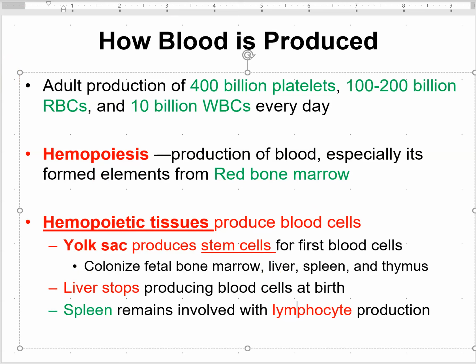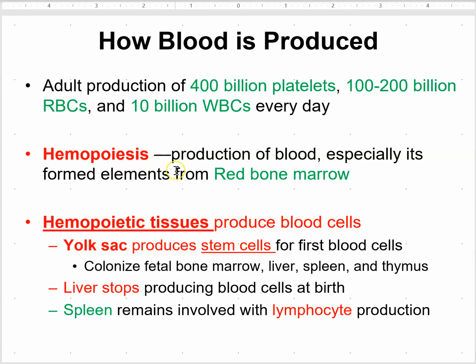So the process of blood production is known as hemopoiesis, and its formed elements, all of them are produced mainly in the red bone marrow in an adult. So we produce almost half a liter or almost a pint of red blood cells every single week. And an adult produces about 400 billion platelets, about 200 billion RBCs, and 10 billion white blood cells every single day.